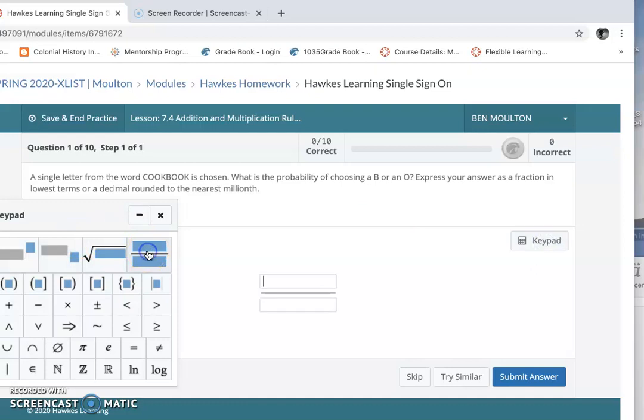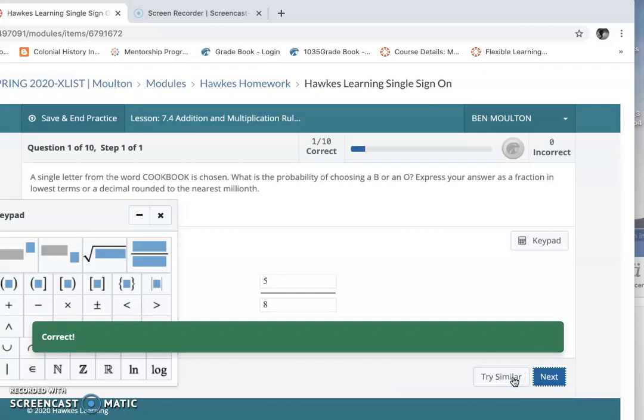5/8. It is Monday, so if I get this wrong, I'm blaming it on Monday. That, as well as my Niners losing the Super Bowl. But I got this one right.